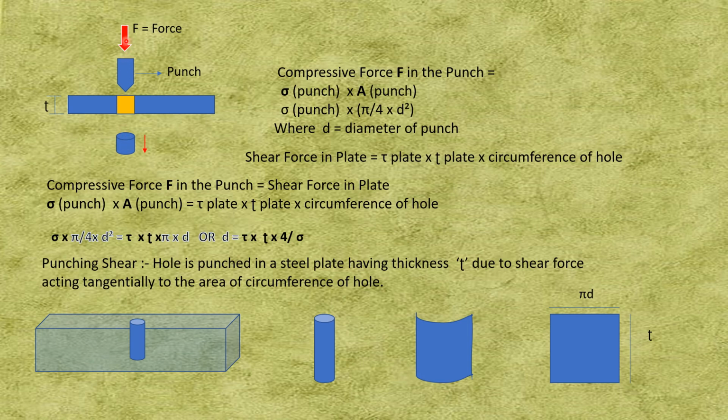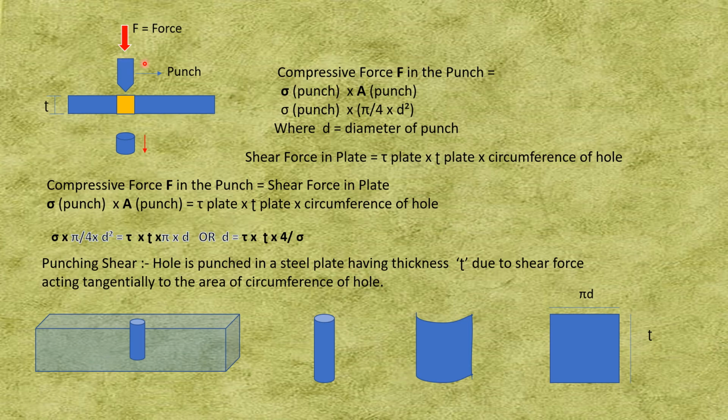Now when the force is applied to the punch, this is the force and this is the surface area. The force for the punch is a compressive force. So the compressive force F in the punch will be equal to the compressive stress sigma of the punch into A, the area of the punch. Now what is the area? Suppose this cross section is a circle.